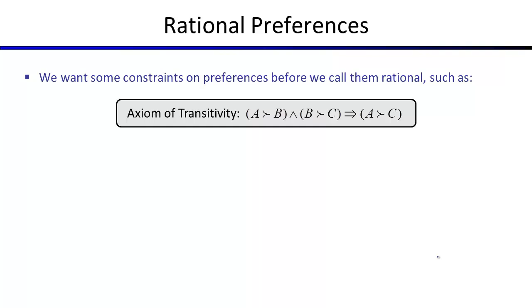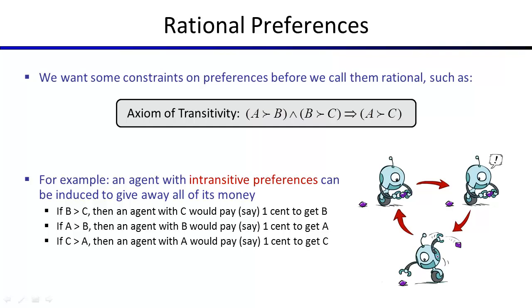What happens if you don't obey this axiom? Can you have preferences that are intransitive? Of course you can. So for example, you could be this toddler robot, and maybe it prefers B to C. And so if it has C, it'll pay you a penny. You can take a penny and give it B. But if it prefers A to B, then it's willing to pay a penny to get A. But now it actually likes C better than A, so it's willing to pay a penny to get C. And now it's back where it started, minus 3 cents.